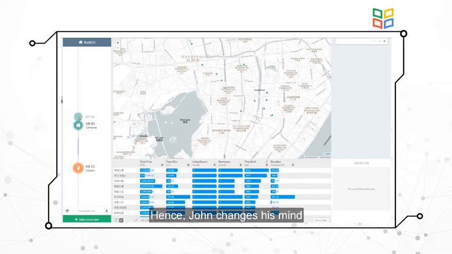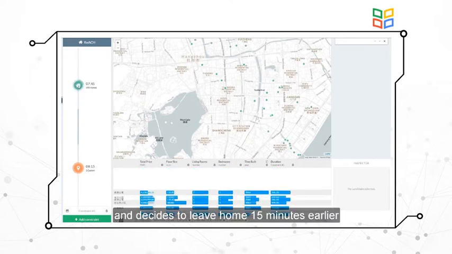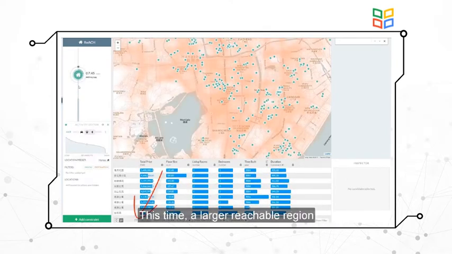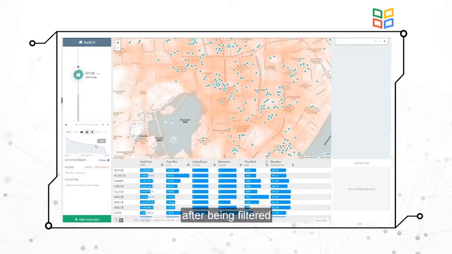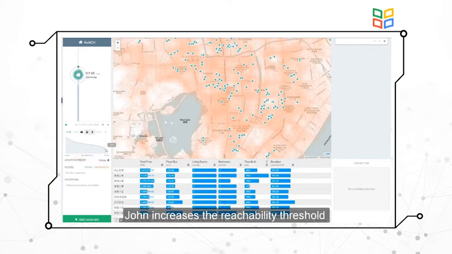Hence, John changes his mind and decides to leave home 15 minutes earlier. This time, a large reachable region is generated with 77 candidates after being filtered. John increases the reachability threshold such that he maintains the number of candidates to choose from while reducing the probability of being late for work.